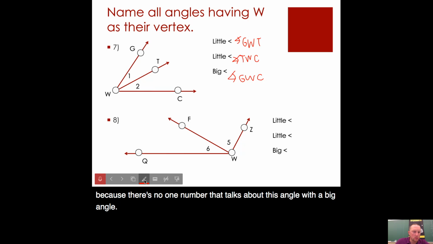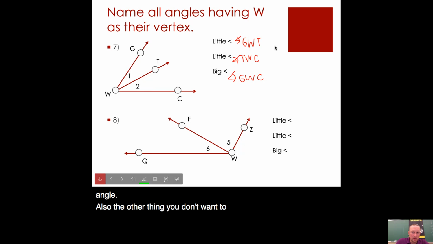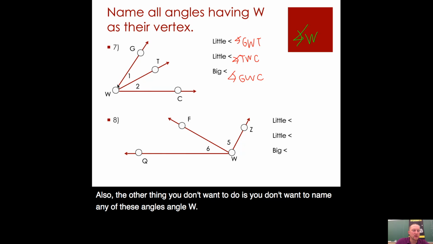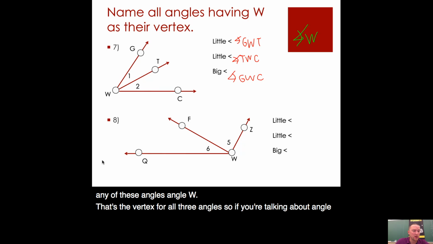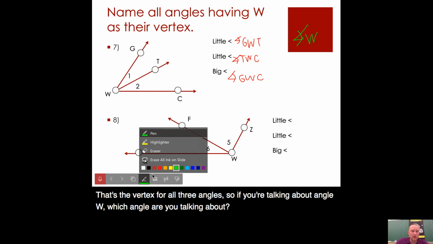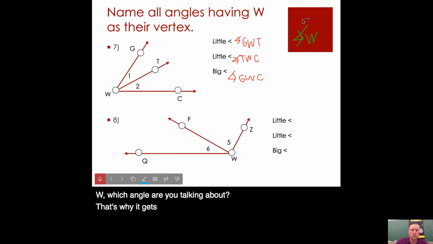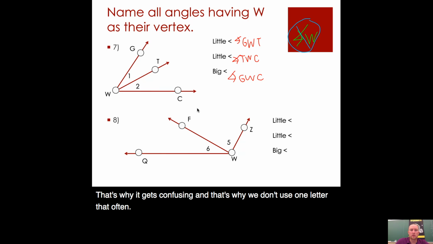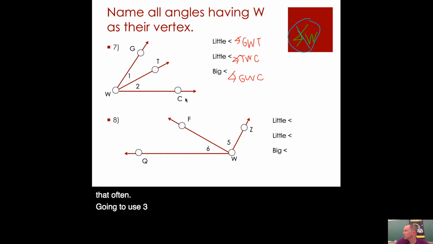Also, the other thing you don't want to do is name any of these angles angle W. That's the vertex for all 3 angles. So if you're talking about angle W, which angle are you talking about? That's why it gets confusing, and that's why we don't use 1 letter that often. We're going to use 3 letters most of the time.